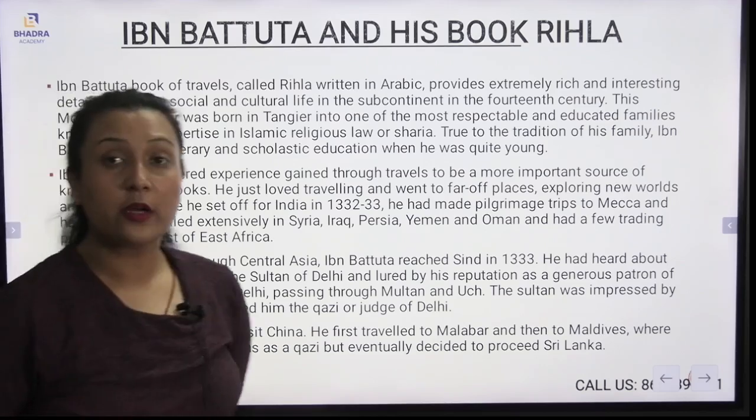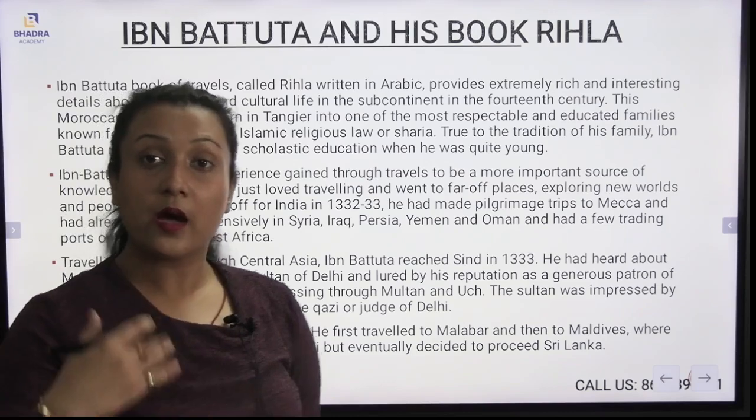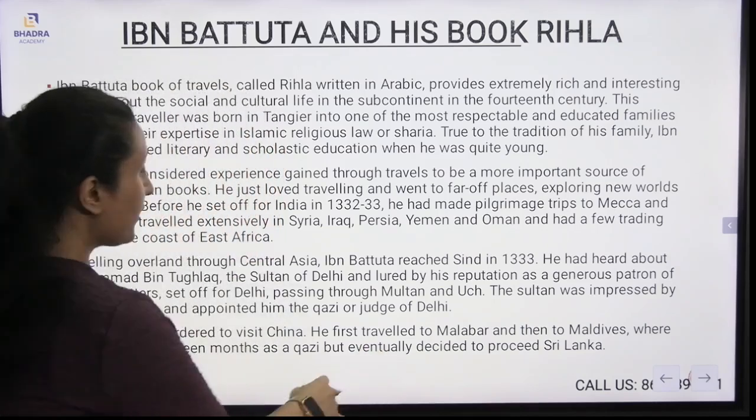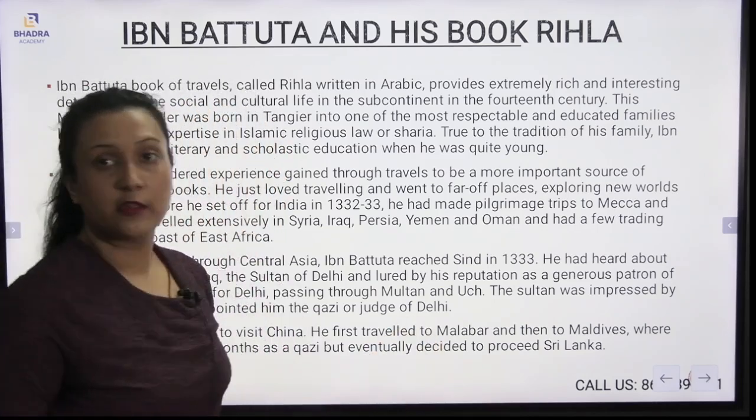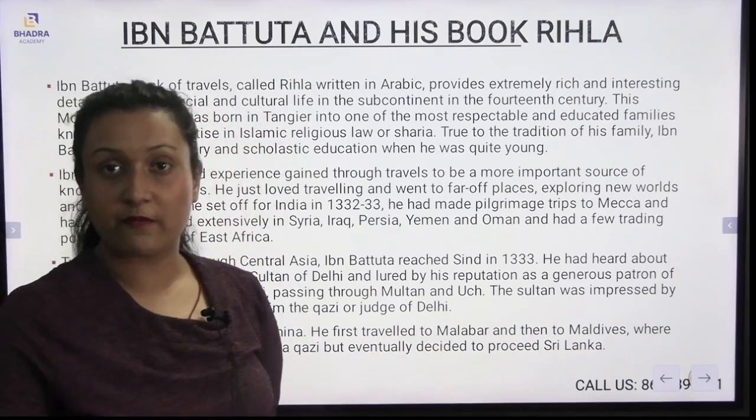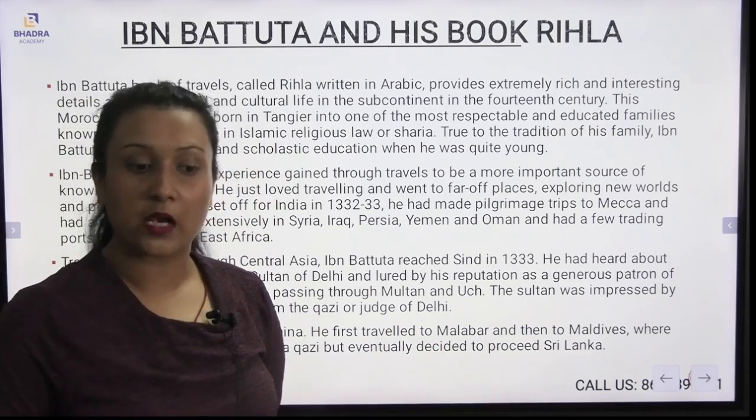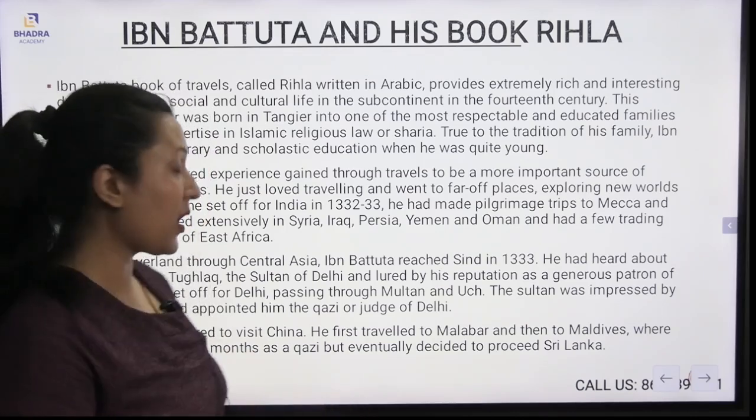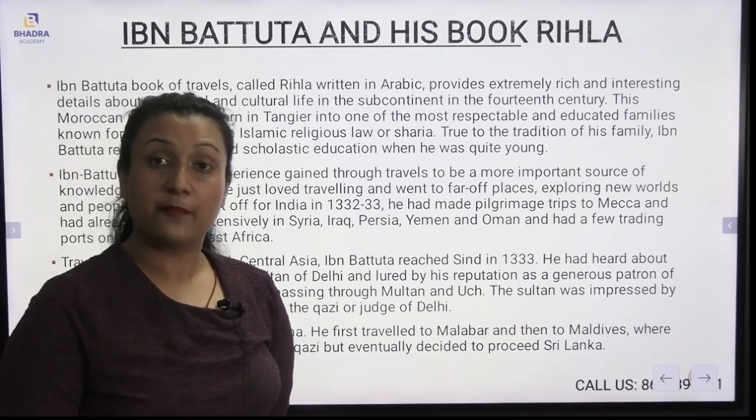Now, Ibn Battuta had an order to visit China. Before visiting China, he first traveled to Malabar and Maldives. You see, he was very much interested in traveling. So as a result, first he visited Malabar and then Maldives. And then he stayed for 18 months as a Qazi, and then he proceeded to Sri Lanka.